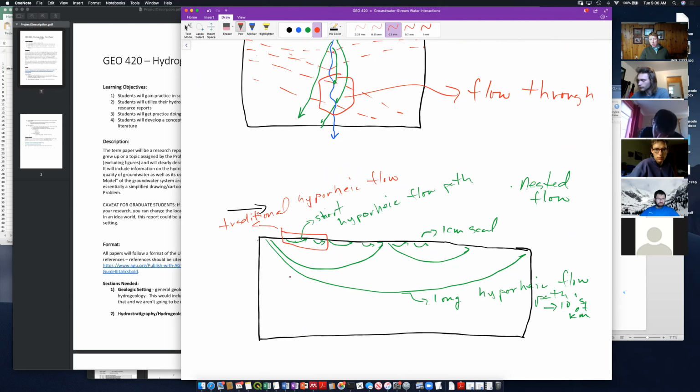But these longer ones are not generally considered, especially by stream ecologists, as hyporheic flow. And there's some gray area, who knows what the flow path length is, where they would now call this alluvial groundwater flow.